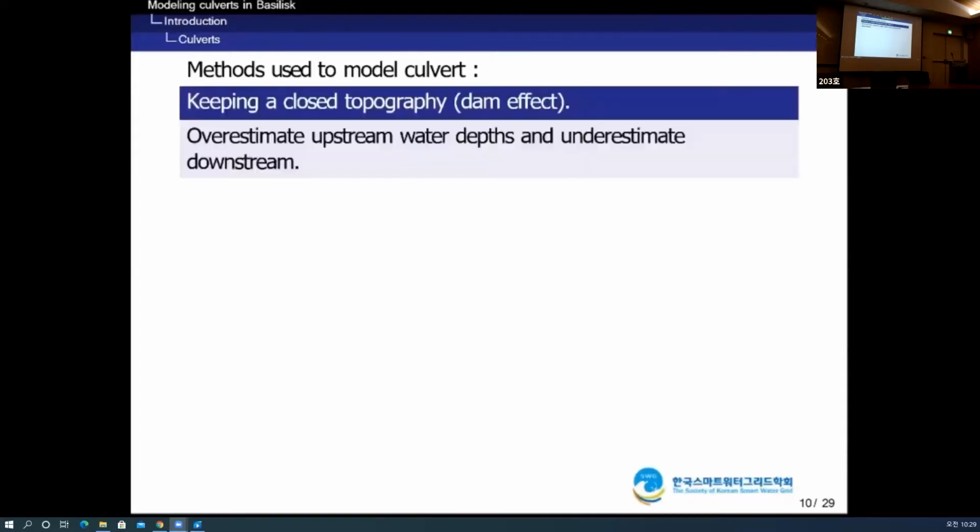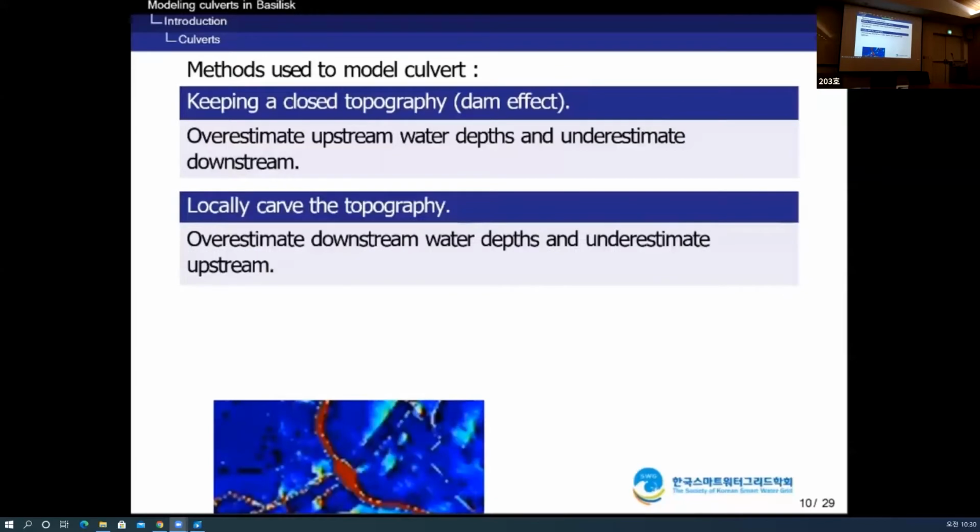The first one is the most simple: simply keep the closed topography. When the topography is obtained from satellite or other methods, usually the bridge will appear as a dam, so the water will not pass there because the river will be cut. We can keep the topography as it is, but it can provide some problems, like overstating the upstream water depth and understating the downstream water depth. And in general, it's not a good idea, especially if most of the water passes through this bridge. We need to adapt at least the topography.